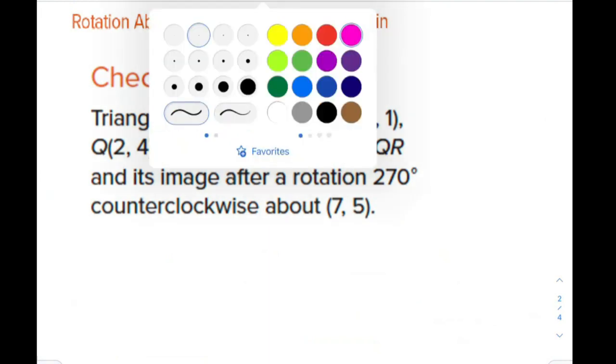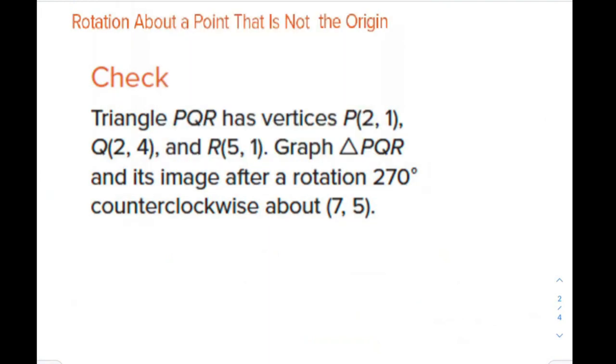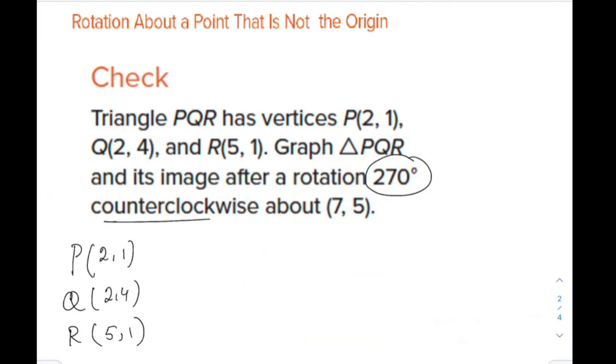Triangle PQR has vertices P. I will copy the vertices: P (2, 1), Q (2, 4), and R (5, 1). Graph triangle PQR and its image after a rotation 270 degrees counterclockwise about (7, 5).